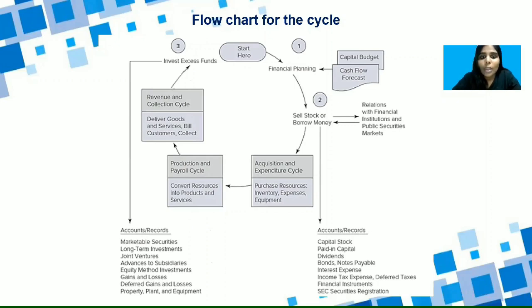And then the acquisition and expenditure cycle, where the company will purchase resources and increase the inventory and so on. Then the production and payroll cycle, where the company will convert the resources into products and services to sell to the customer. The next one is the revenue and collection cycle. The product produced by the company will be delivered to the customer, and then the company will gain profit, and the company will invest the excess funds in marketable securities and long-term investments and joint ventures and so on.